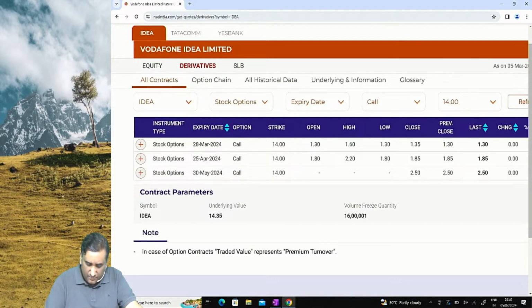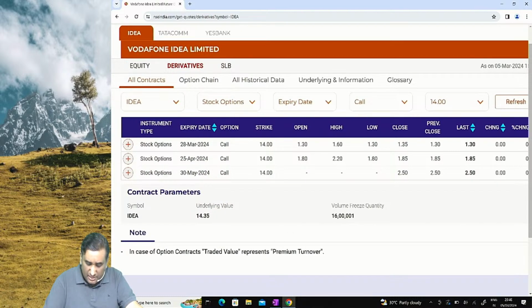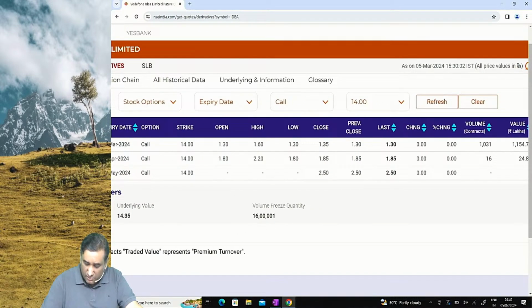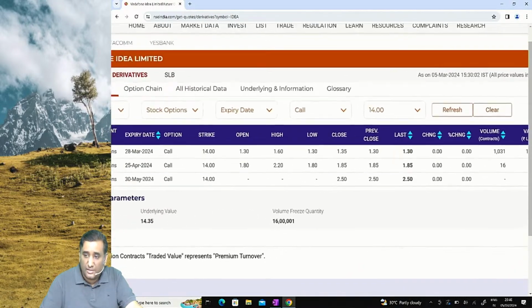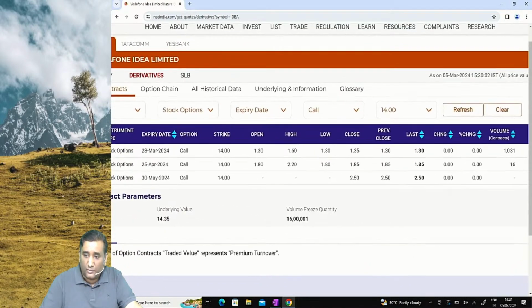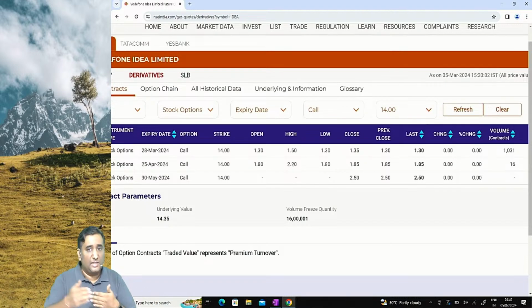by chance we have months. In fact, make it the third. Now, 14 rupees strike price, 28 March premium is what? 1.3. And next is what? 1.85 and 2. Strike price is the same. You know why it is larger? Because the time period is more.